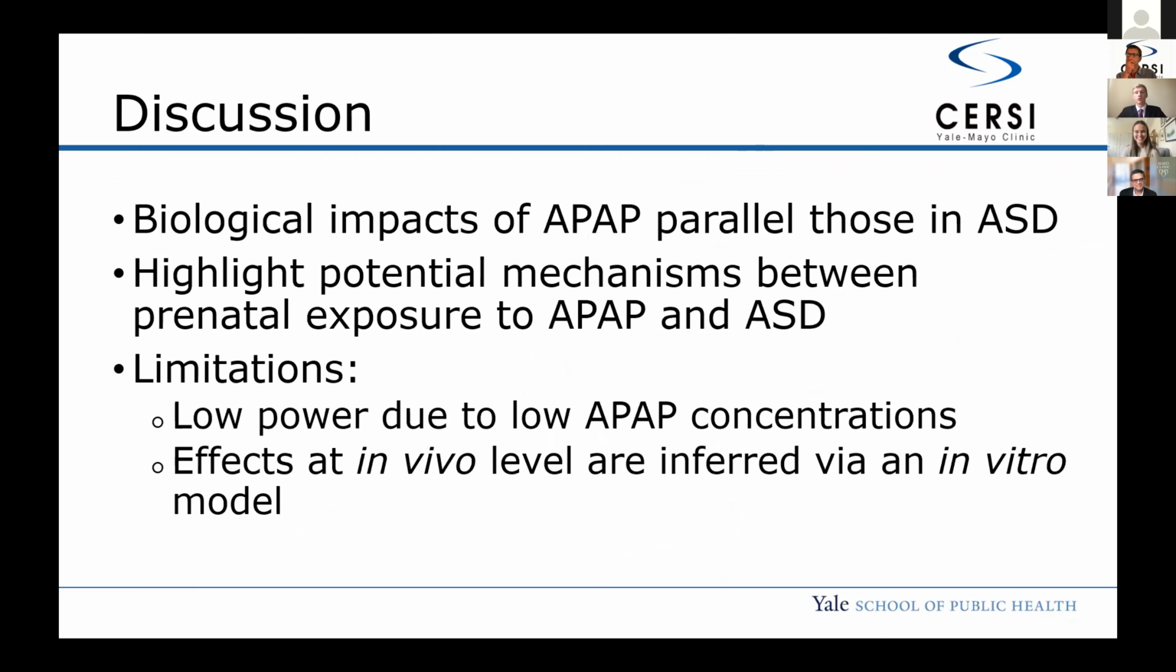Ultimately, our integration of transcriptomics and metabolomics data has revealed an impact of acetaminophen on biological processes that appear to parallel those seen in autism spectrum disorder. In doing so, the results of the present study provide an important first step in highlighting the potential mechanisms by which prenatal exposure to acetaminophen may increase the risk of autism spectrum disorder and promote adverse neurodevelopment outcomes in general.